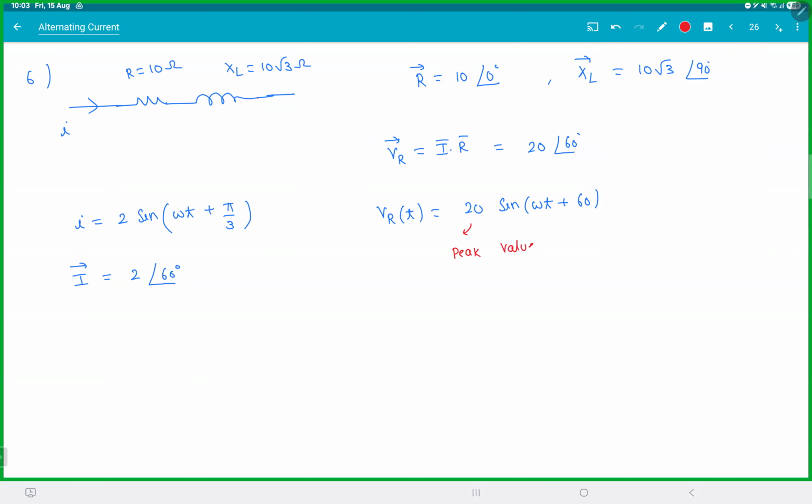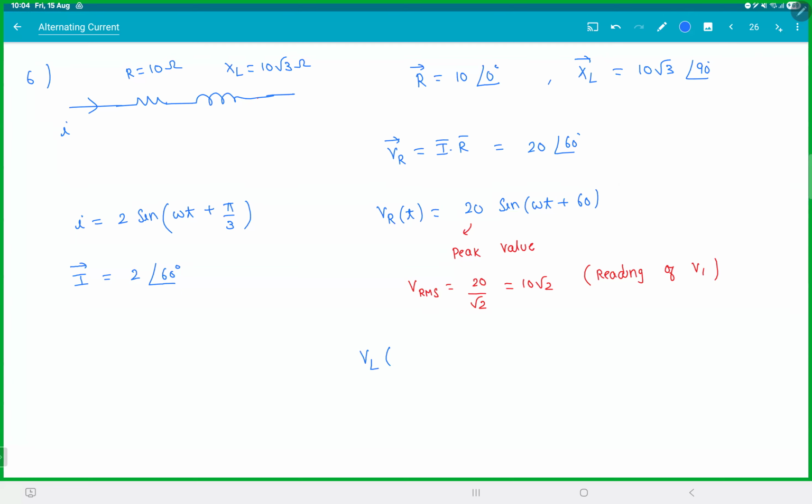What does a voltmeter measure? RMS value. So what is VRMS? 20 by root 2 or 10 root 2. This will be the reading of voltmeter 1. Is that making sense? So no need to do anything new. The answer is there only because voltmeters will measure RMS value. What you got is a function of sine. So what is RMS value? Peak by root 2.